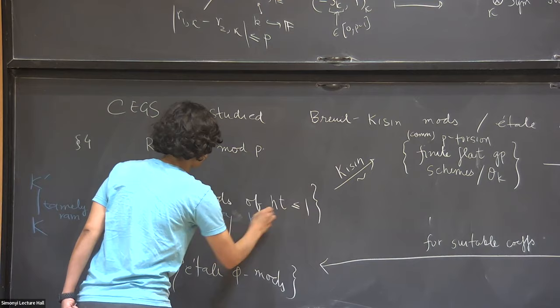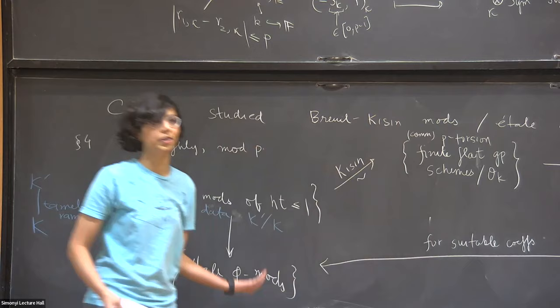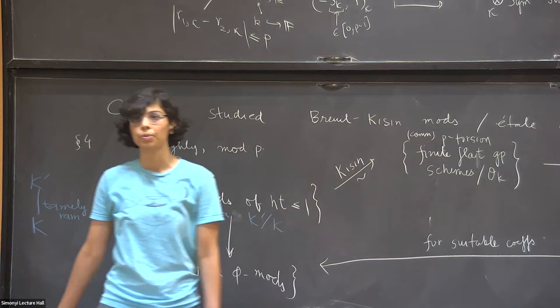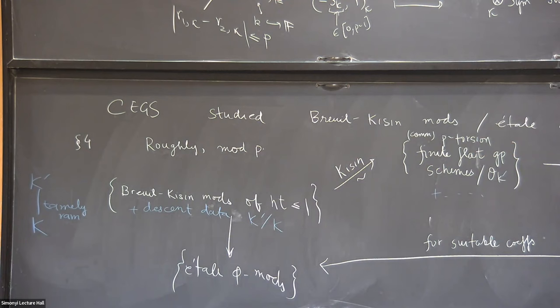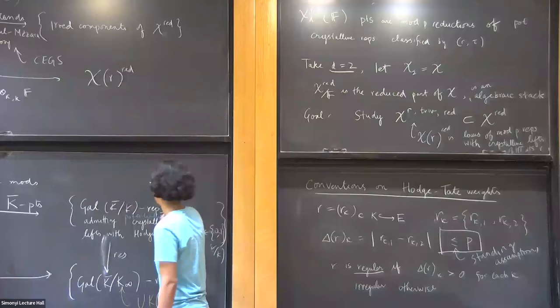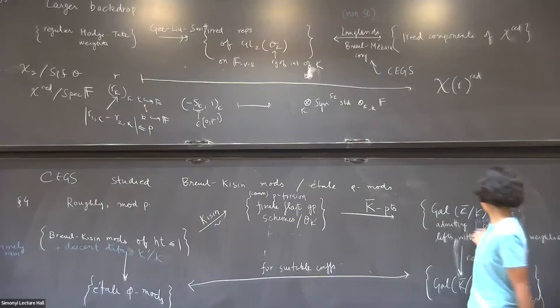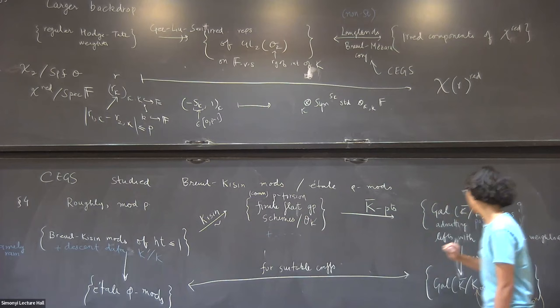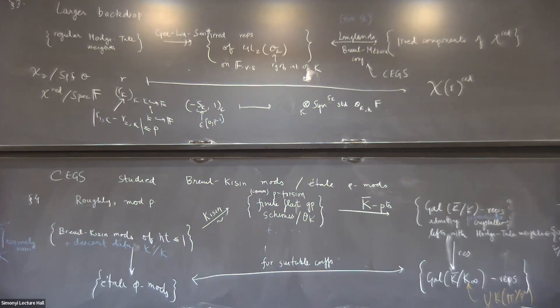So the point is that finite flat group schemes don't necessarily descend from K prime to K, but Galois representations do, plus some analogous condition. So when you do this, you get potentially crystalline representations with inertial type corresponding to the choice of this descent data and still satisfying the rest of the control. So you've suddenly increased the scope of Galois representations you're considering.